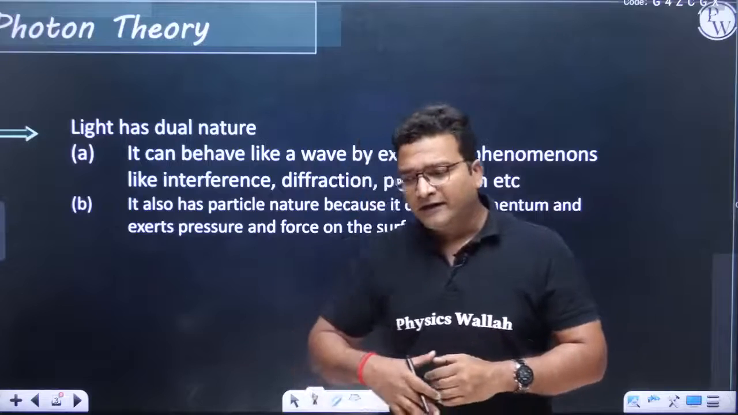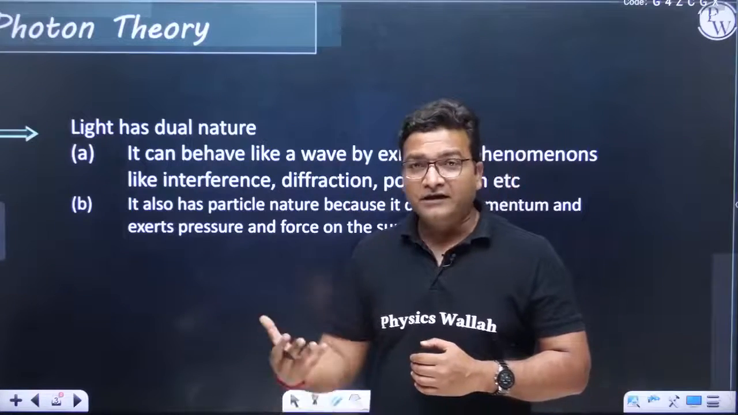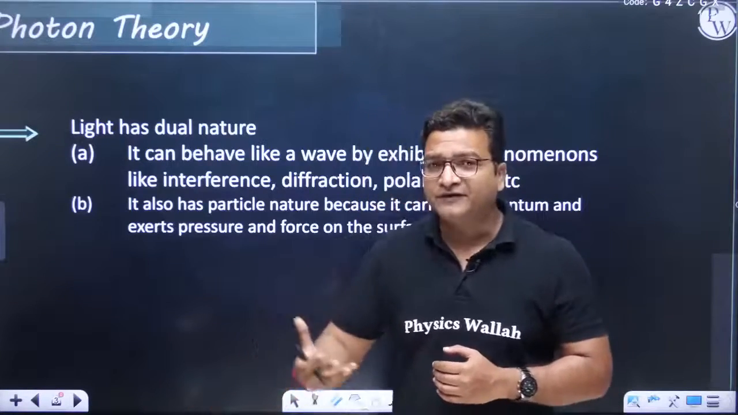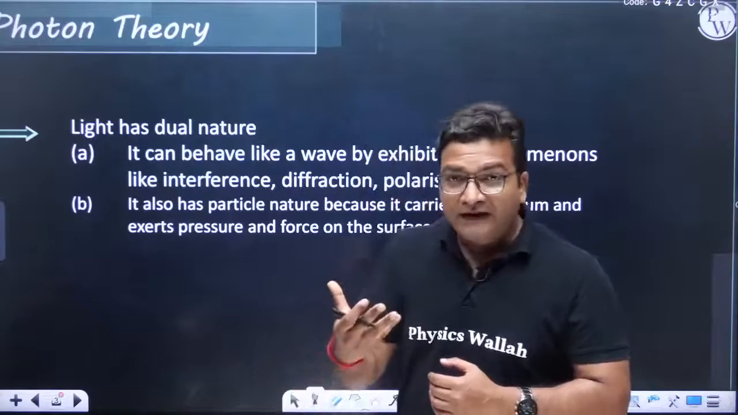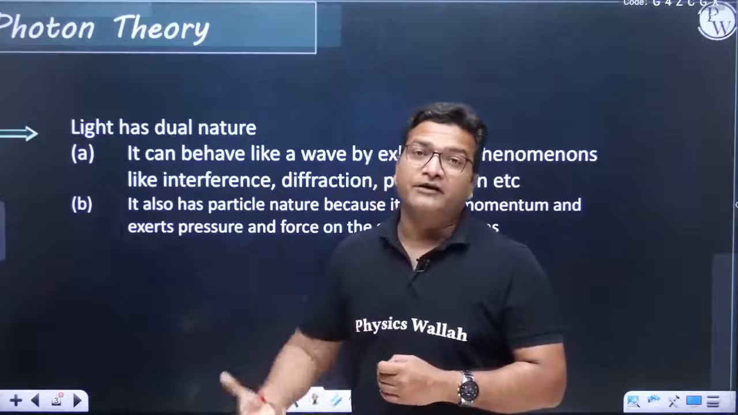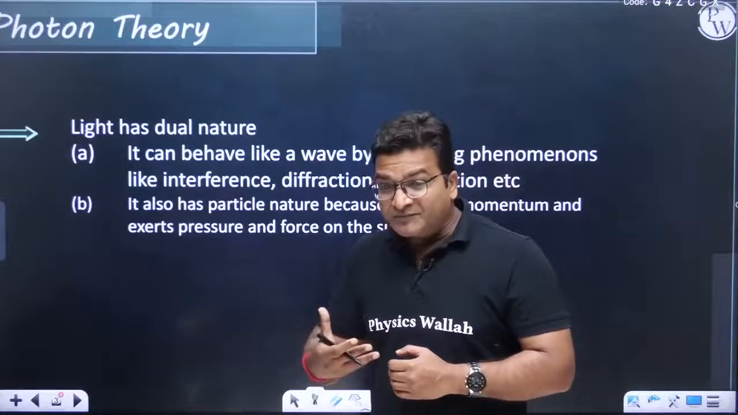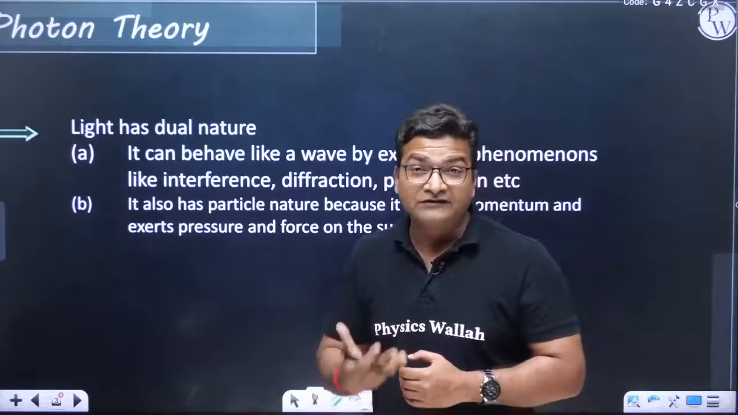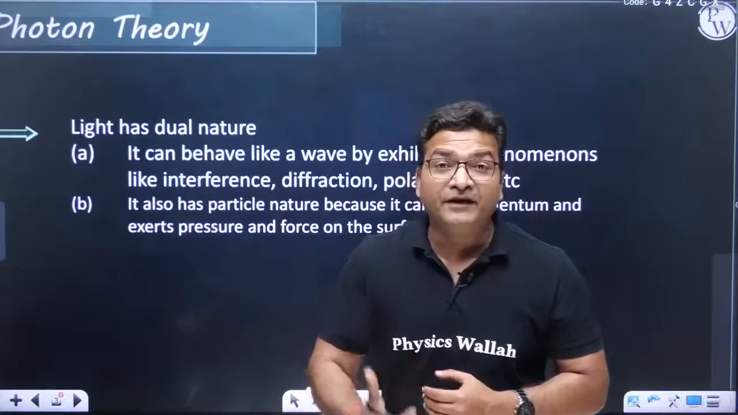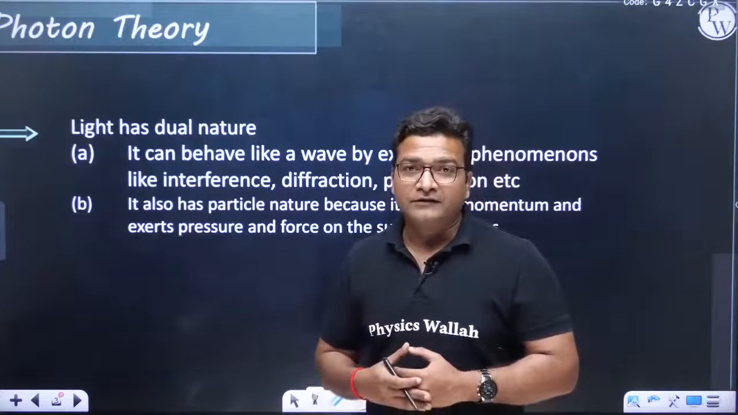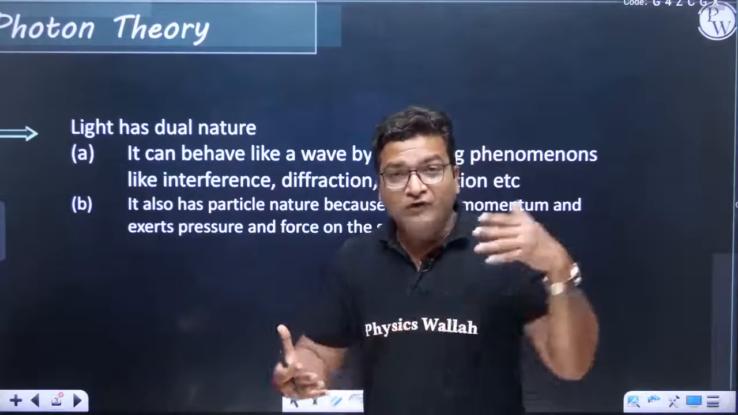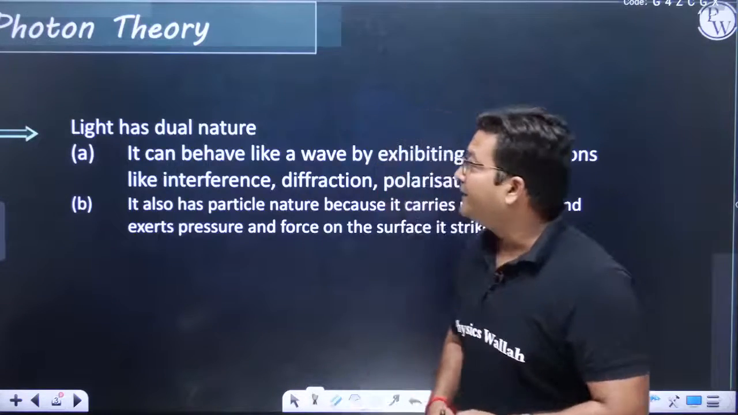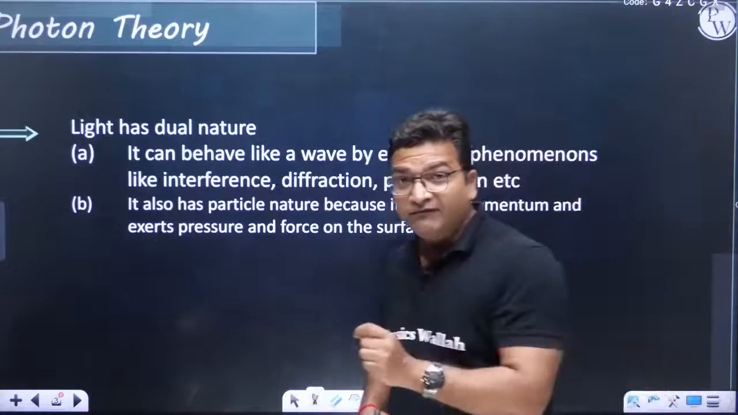So light has wave character. But in 1900, and specifically speaking 1905, Einstein demonstrated the photoelectric effect, and the explanation of photoelectric effect is not possible if you do not believe in particle nature of light. So these experiments forced us to believe that light has dual nature. Light has wave nature also.